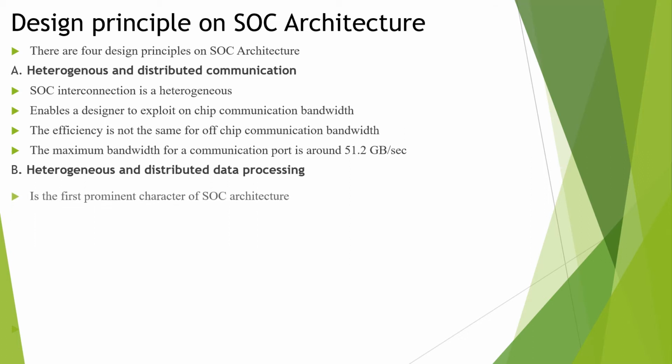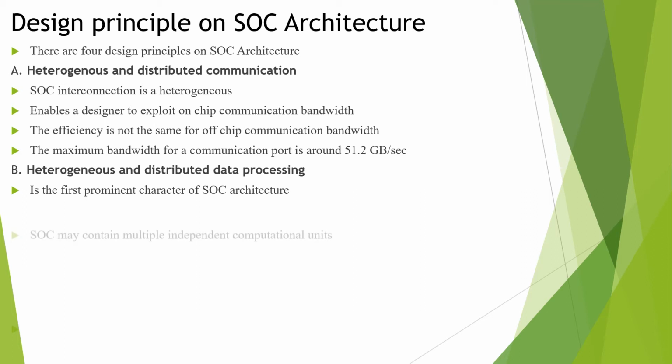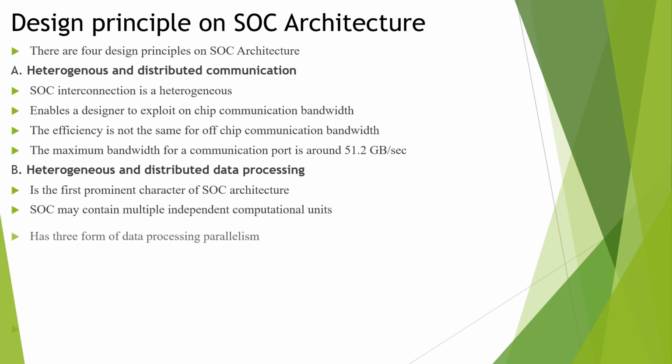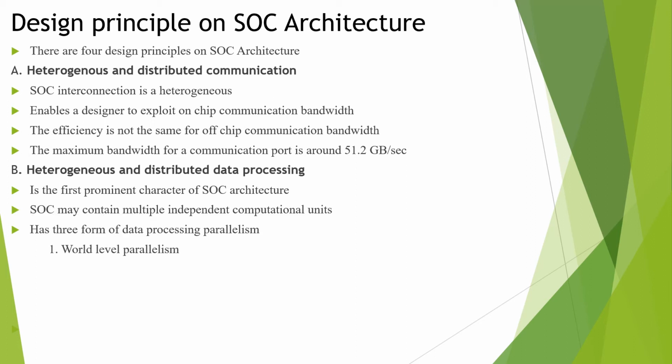B. Heterogeneous and distributed data processing. It is the first prominent characteristic of system-on-chip architecture. System-on-chip may contain multiple independent computational units. It has three forms of data processing parallelism: 1. Word level parallelism. 2. Operation level parallelism. 3. Task level parallelism.